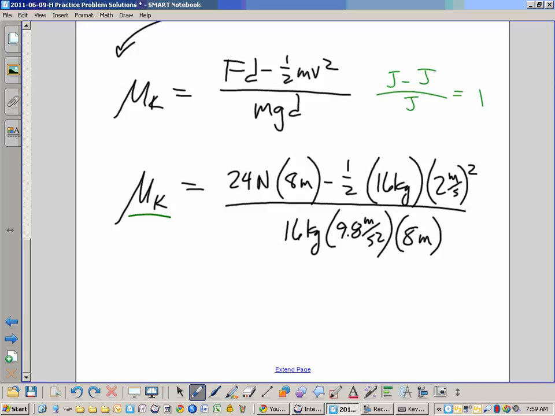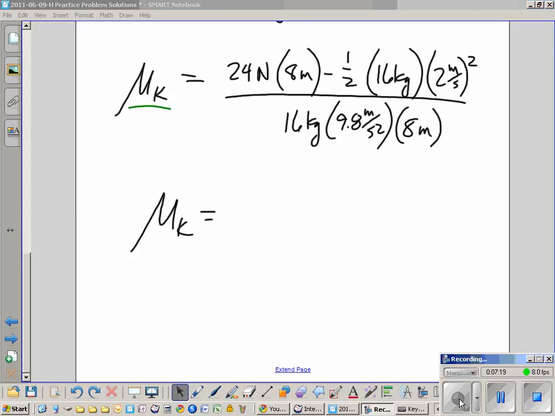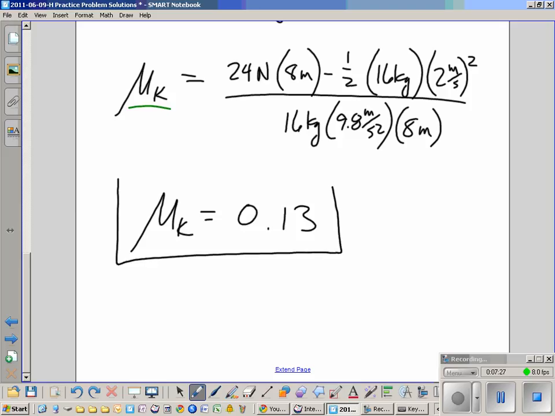So here we need the calculator crew. Mu k is equal to, drum roll please. All right, so calculator crew says 0.13. And what are the units again? None. It's dimensionless. We have a coefficient of kinetic friction.